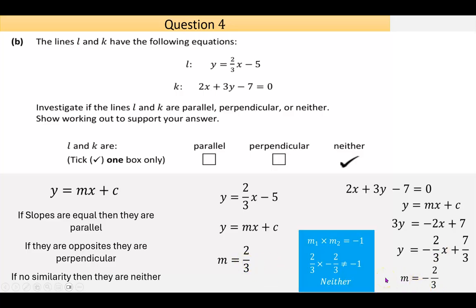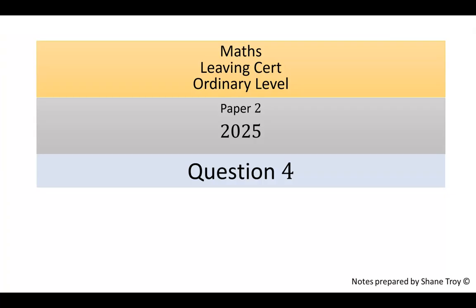And I can prove that using this. Multiply the two slopes by each other. If they equal negative 1, they are perpendicular. If they were the same, they're parallel. But when I get 2 over 3 times negative 2 over 3, I get what? Negative 4 over 9. Okay, that does not equal negative 1, so it's neither. They are not parallel, they are not perpendicular, they are neither. And if you graph these two lines, you'll be able to see that. I didn't actually do that in the notes. Now, that's the end of question 4.